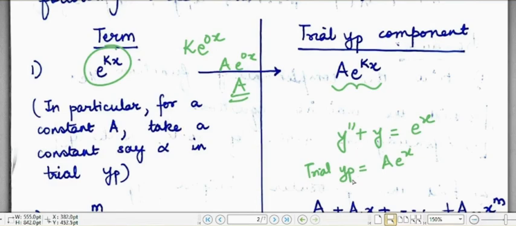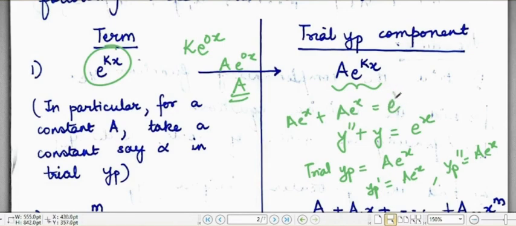So if this is a solution, then yp should satisfy this. So what will be yp dash? It will be a e to power x only. Yp double dash will be a e to power x again. So if you substitute this in the given differential equation, what will happen? Yp double dash, that means a e to power x plus y itself, a e to power x, should be e to power x. If this trial yp, the guess function that you have guessed just now through the table, is one of the solutions of this differential equation, then it must satisfy.